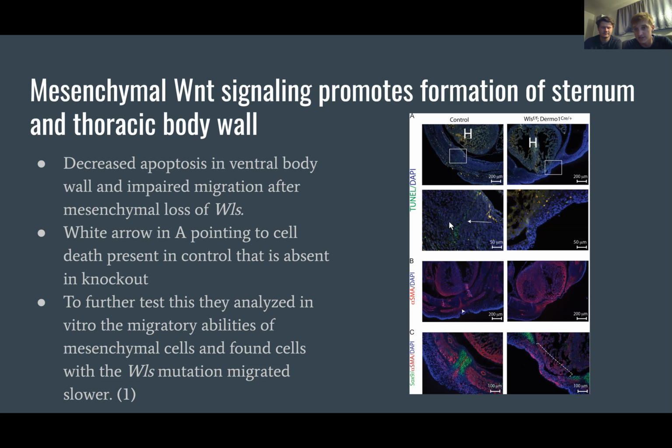So here in these figures, you can see this green that we're seeing right here represents apoptotic cells. And so here in the control, there's proper apoptosis going on in the midline, which allows the two mesenchymal lateral plates that Ben talked about to come together. Here, we don't see any apoptosis, so it kind of prevents those things from coming together.